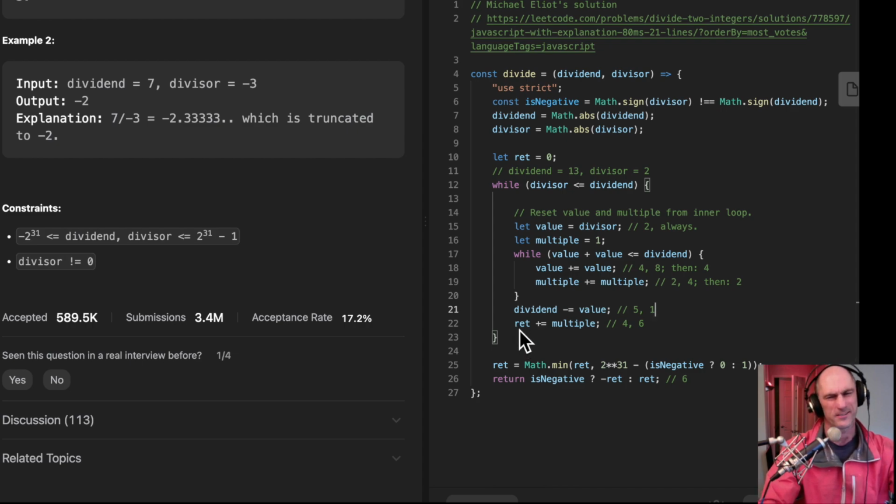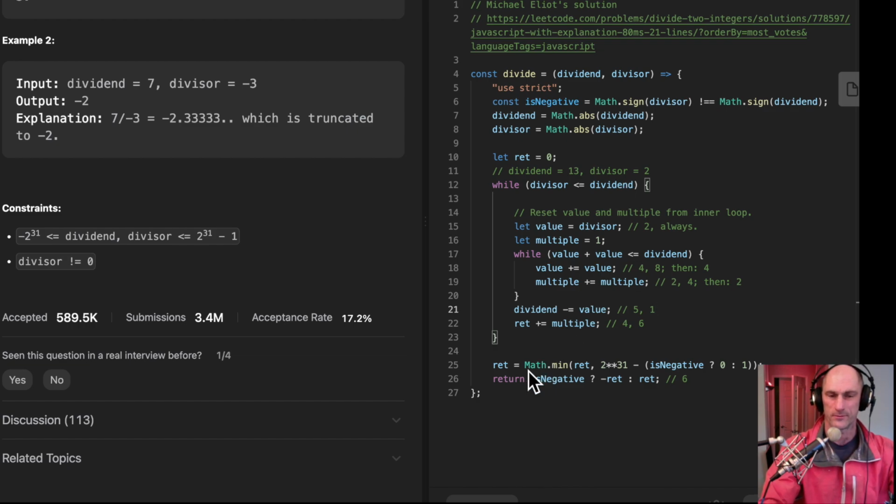And that's going to be our remainder, because we already know that 1 is less than 2. So we're not going to be able to divide 2 into 1 evenly anymore. So ret is going to plus equal multiple. Multiple was 2, so 4 plus 2 is 6. Now we go back up to our loop terminal condition. Divisor is 2, dividend is 1. 2 is not less than or equal to 1, we're done.